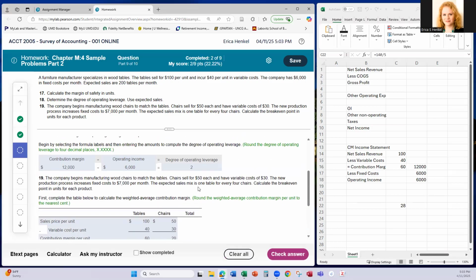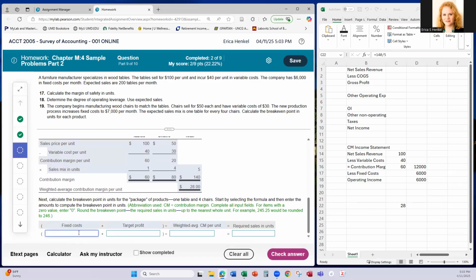If we sell chairs, they said, our fixed costs go up to $7,000 per month. So we have a revised fixed cost here of $7,000. And again, we're looking at a break-even scenario, so 0 for target profit. And we're going to take that and divide it by our weighted average contribution margin of $28 per unit. So 7,000 divided by $28 per unit gets us to 250 units that need to be sold.